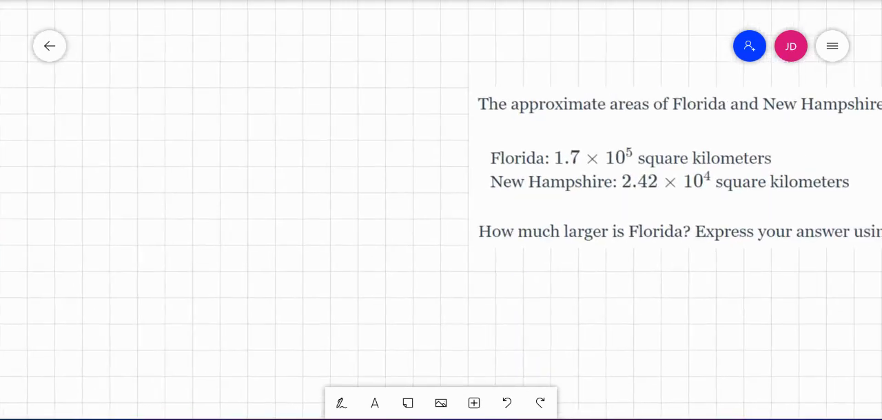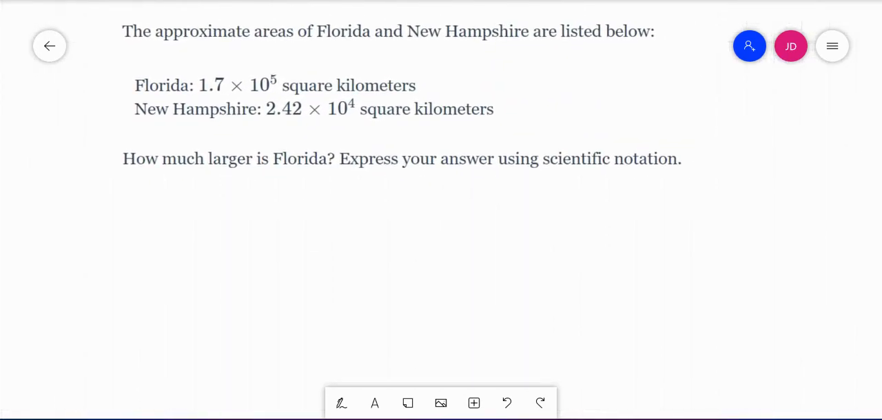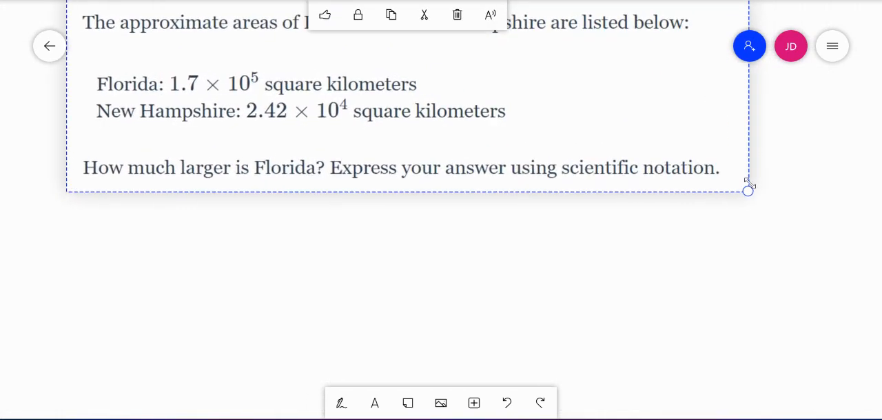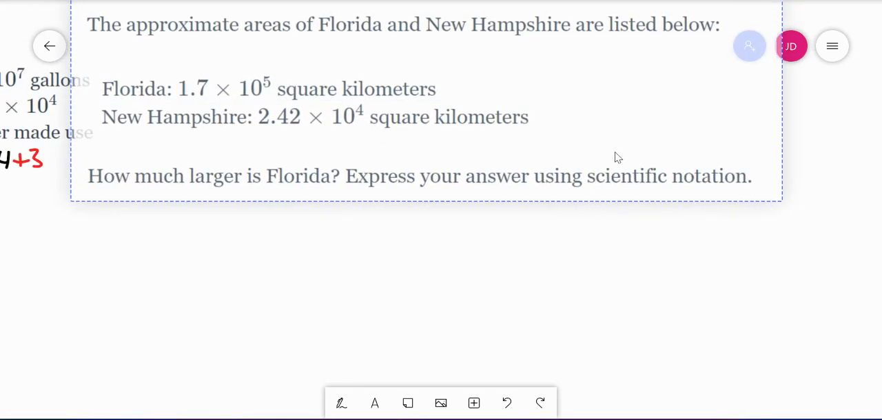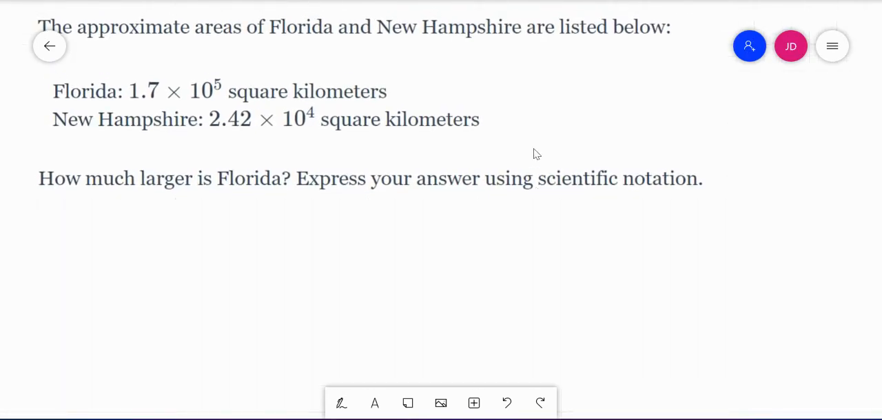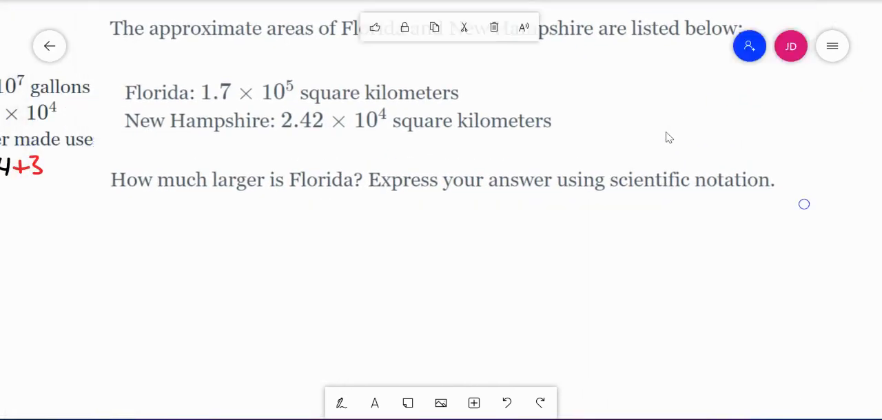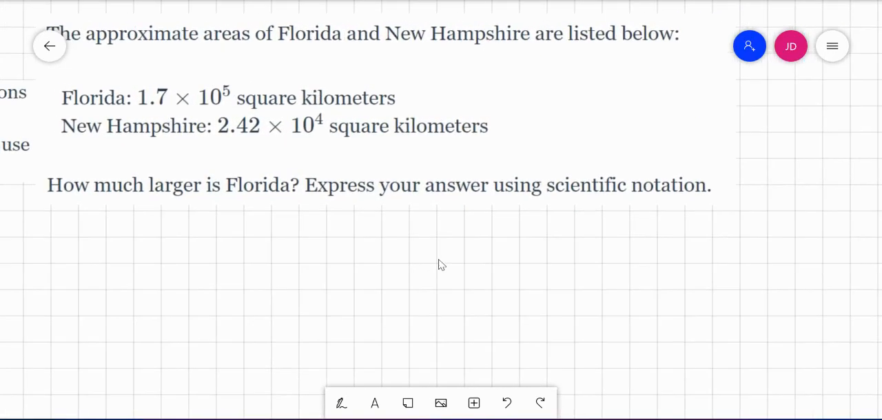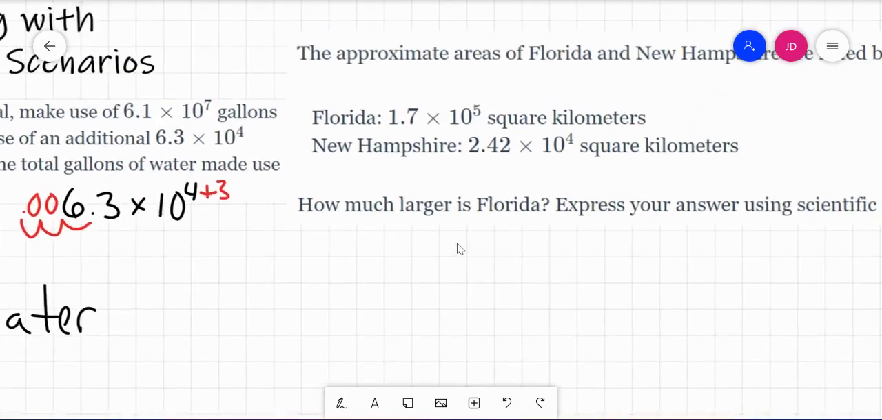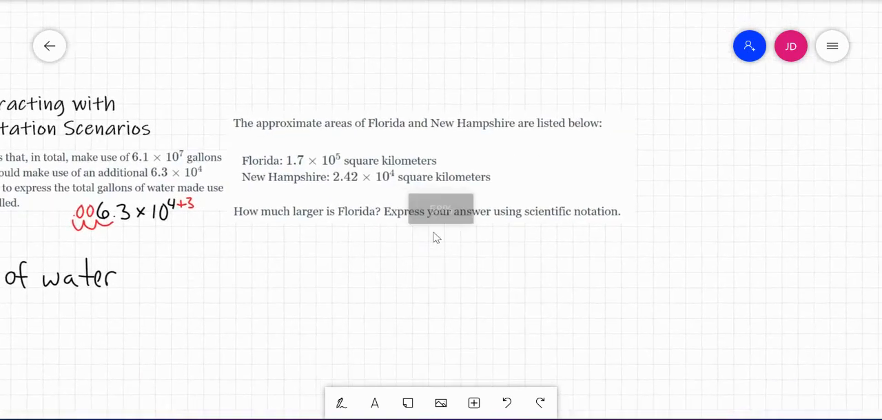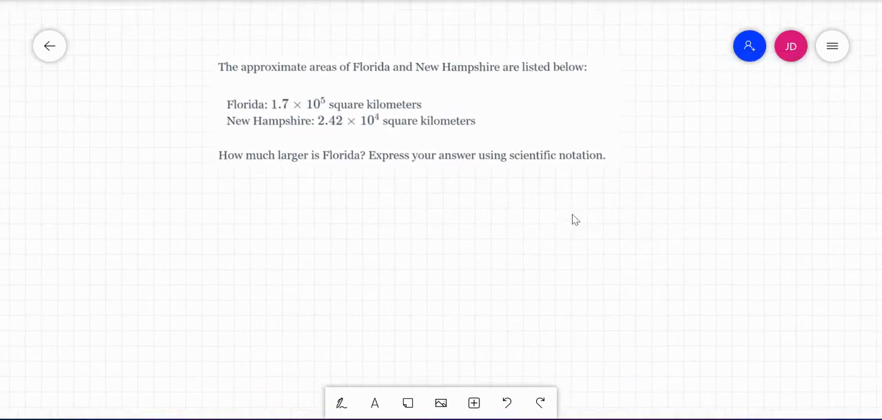Let's take a look at our next scenario. All right, so let me make this a little bigger and move it over. Okay, this one keeps following me. I don't want it to follow. There we go.